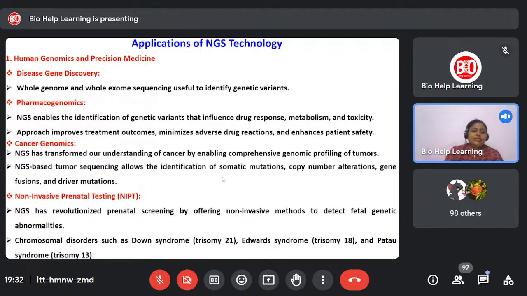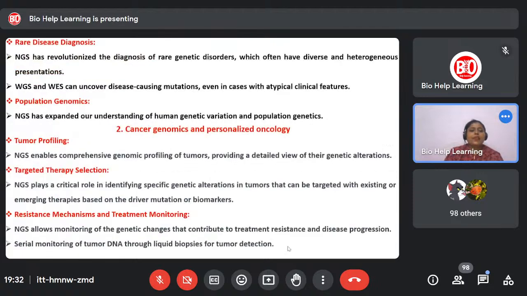The next application is non-invasive prenatal testing. Here, we can understand fetal genetic abnormalities, initially which kind of chromosomal problem can occur in a child. For example, Down syndrome, Edwards syndrome, and Patau syndrome. So this is also a useful application of NGS.